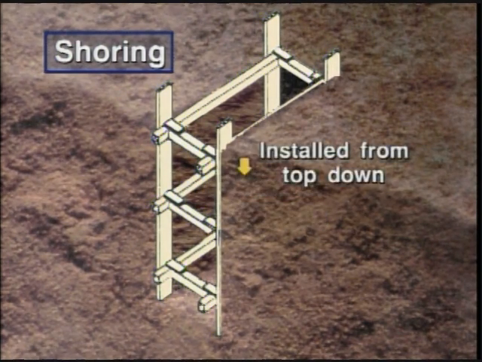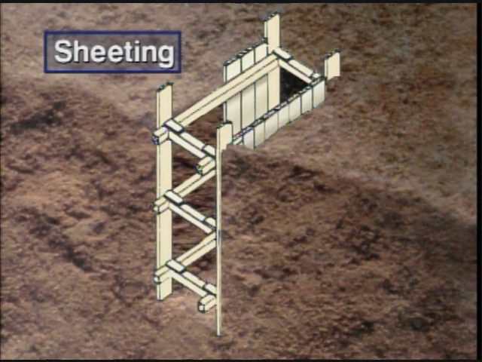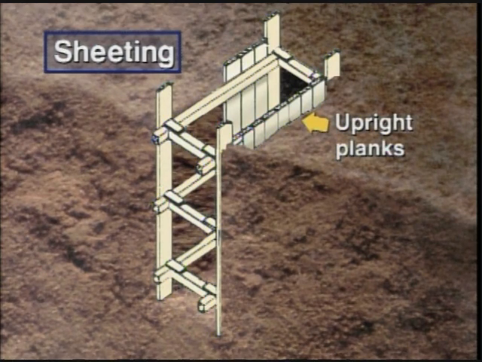Shoring and bracing should always be installed from the top down and then removed from the bottom up once the work is completed. Sheeting is sometimes used in conjunction with shoring by placing tightly spaced upright planks against each other to form a solid barrier against the trench walls.